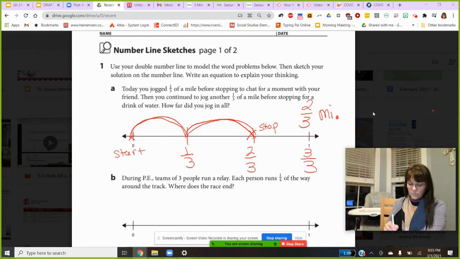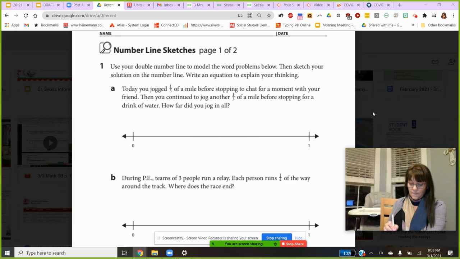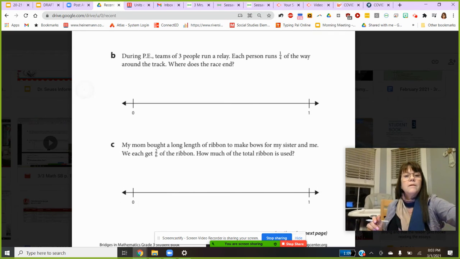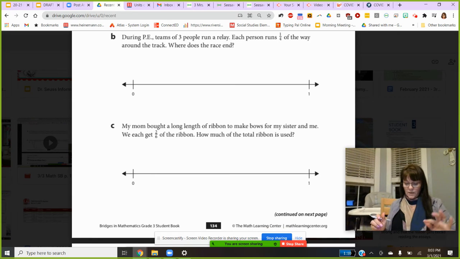Let's try number 1B. And move this up slightly. There's a little more work room, okay? So during PE, teams of 3 people run a relay. Each person runs 1/4 of the way around the track. Where does the race end?